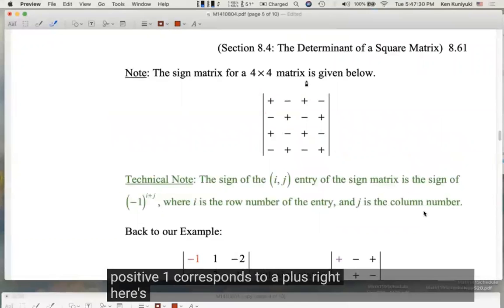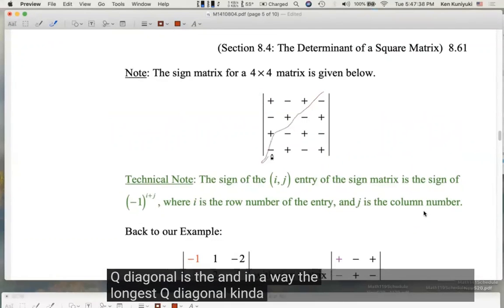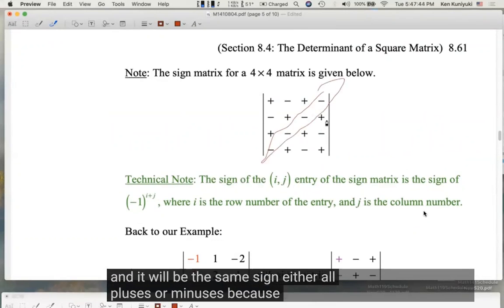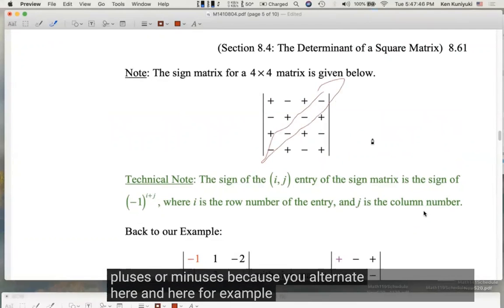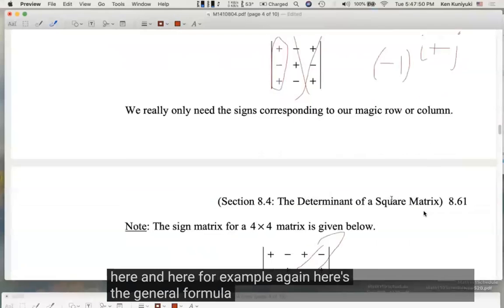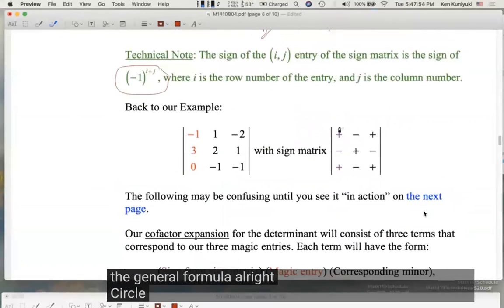Right. Here's the sign matrix for a 4x4. Here, the longest skew diagonal is all minuses. And it will be the same sign, either all pluses or all minuses, because you alternate here and here, for example. Again, here's the general formula. All right. I'll circle this again. I'll circle this too.